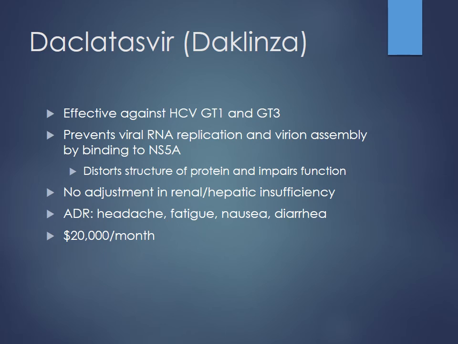Okay. So this one specifically works by blocking the viral RNA replication and the actual assembly of the virion by binding that NS5A protein. Just like in that picture we showed a second ago, it binds to that and prevents the RNA from actually replicating. Basically it distorts the protein, changes the conformation, so it is not able to have its same function like it used to.